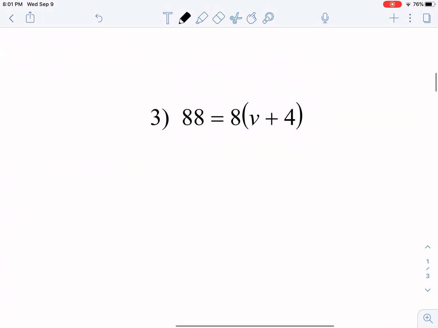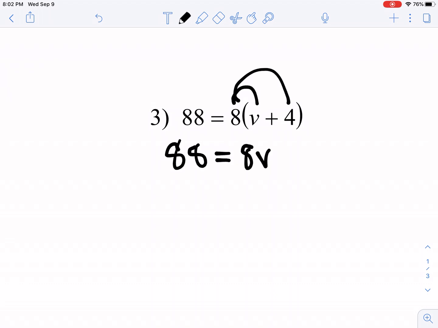So step number 1, apply the distributive property. Can I apply it? Yes, I have this parentheses. I can multiply 8 to each term on the inside, okay? So we can apply the distributive property here. 88 is going to stay the same. And I have 8 times v. Well, 8 times v is 8v. 8 times a positive 4. 8 times 4 is 32. Okay, so step number 1, we took care of the distributive property.